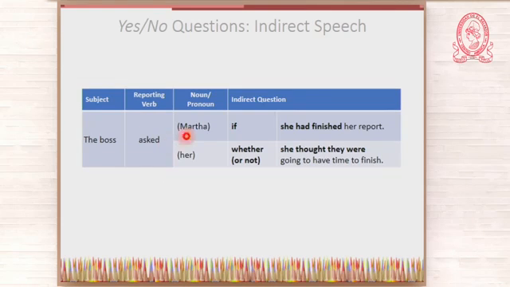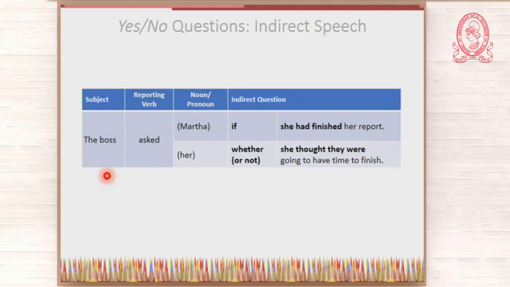Now, what happens when you have a yes-no question with indirect speech? Okay? Let us see the examples that we have here. Subject, the boss. Reporting verb, asked. Here we have the object of the verb, asked who? Martha. Asked who? Her. Okay, you may have here a noun or pronoun, and then here you have the indirect question. Okay, the boss asked Martha if she had finished her report. Okay, we have if beginning the indirect question, or we can have whether or not.